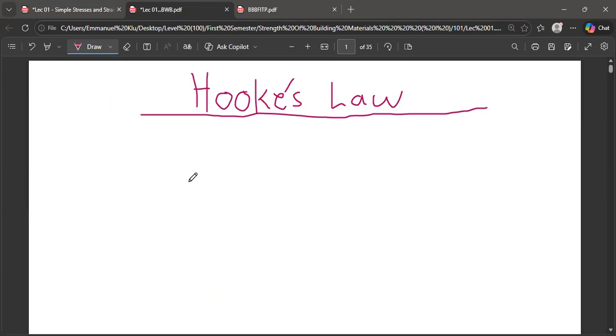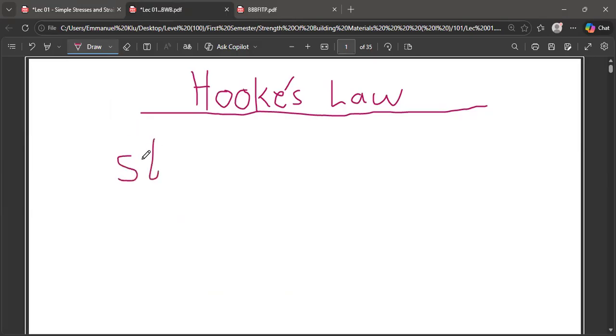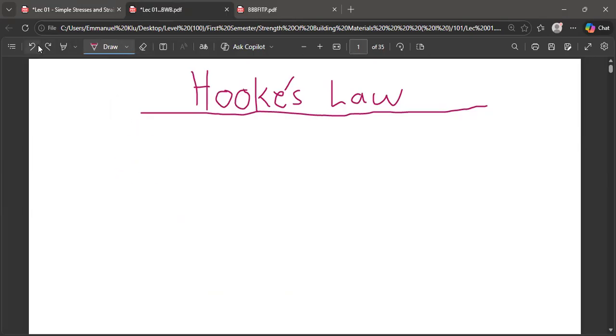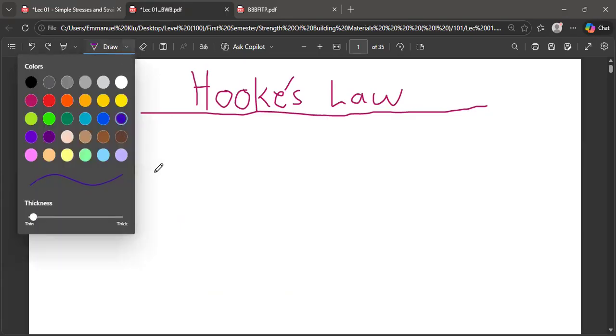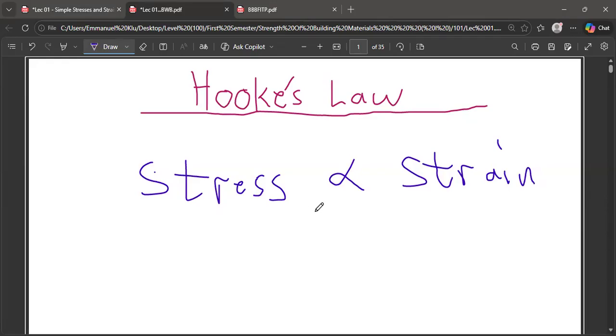So Hooke's law is saying that when a material is loaded within the elastic limit, the stress is directly proportional to the strain produced by the stress. So he said stress is directly, this is the symbol, directly proportional to the what? Strain produced by the stress. Okay, so these are them.